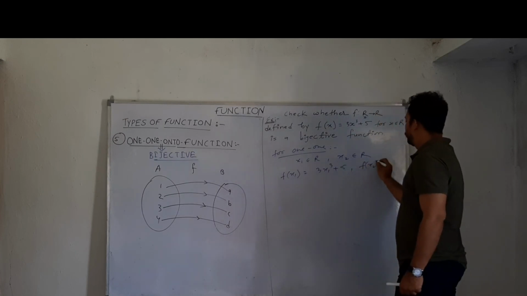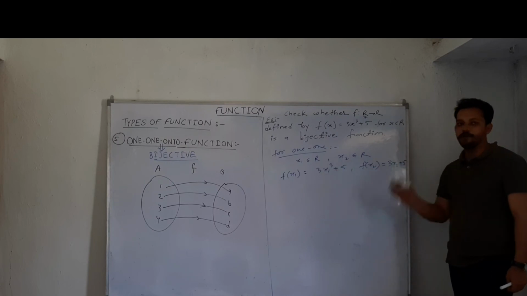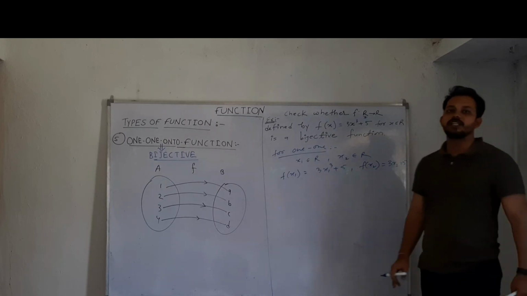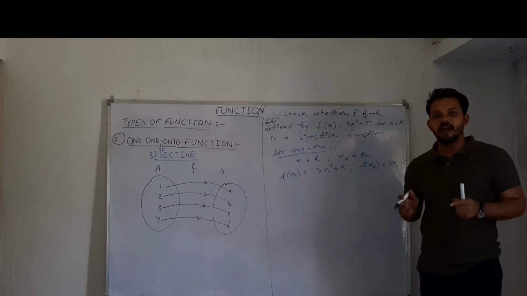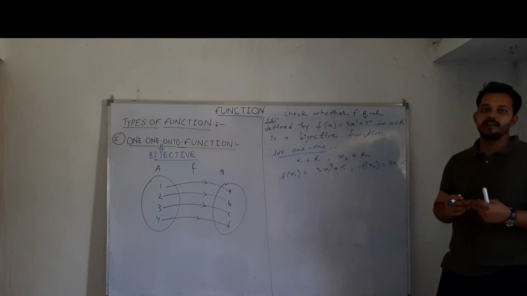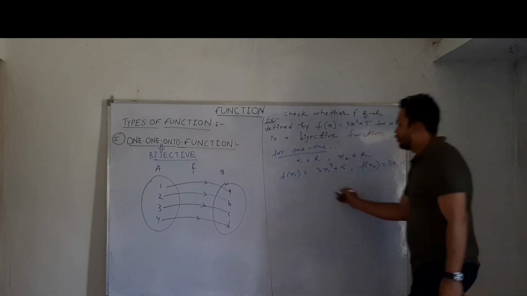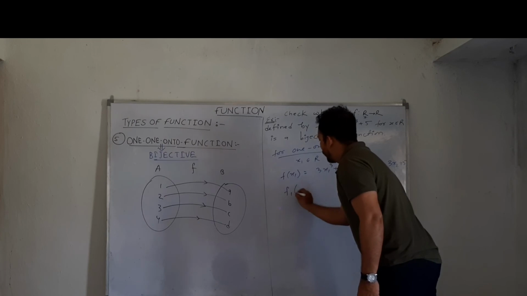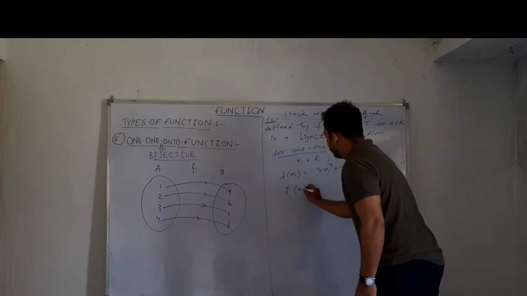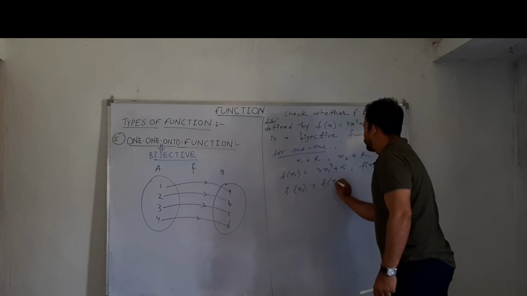F of x2 is equal to 3x2 cube plus 5. We got f of x1, we got f of x2. Now the working rule says that we have to equate them and get the relation between x1 and x2. So let us equate them. F of x1 is equal to f of x2.